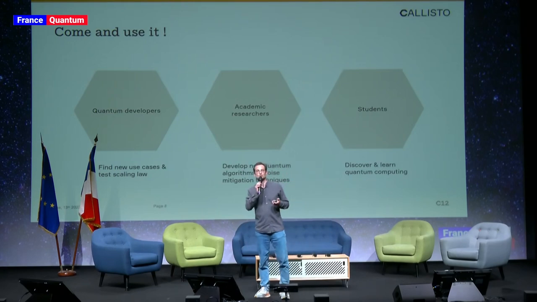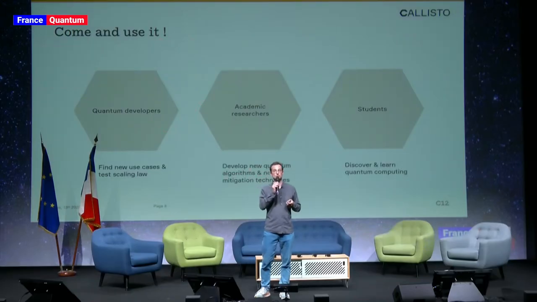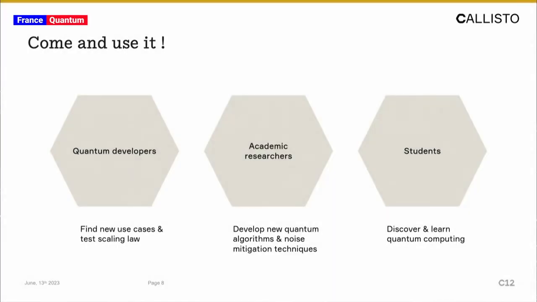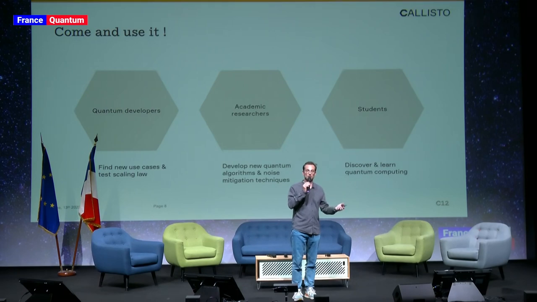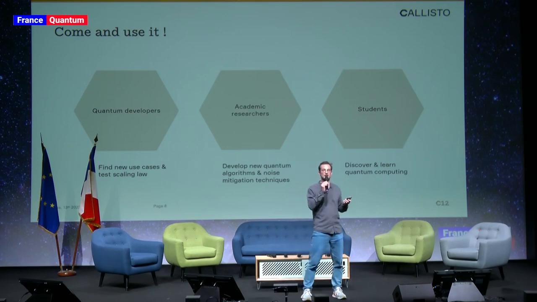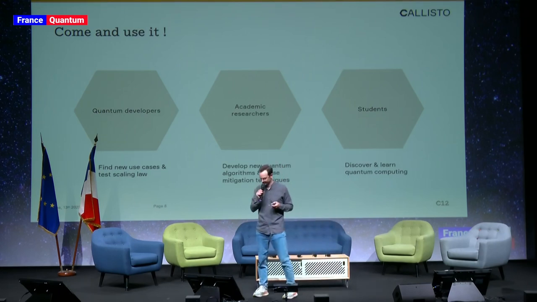For whom and to do what? Callisto is available for all quantum developers to test new use cases, or to test an existing quantum algorithm and also to understand the scaling law of this algorithm. And it's always very interesting because you can actually have very good surprises. When you run a quantum circuit in an ultra-realistic environment, the computation time can actually be different from the theoretical computation time or scaling law.